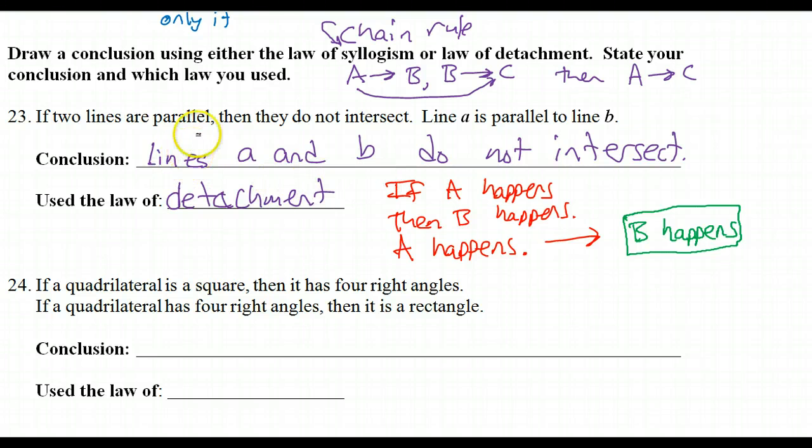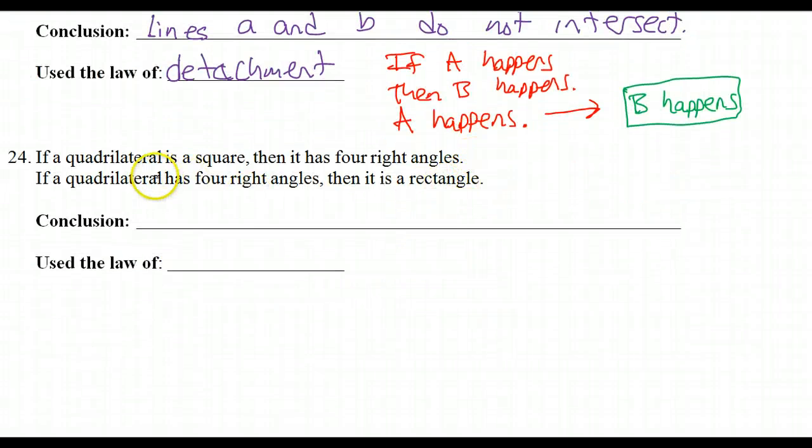So, if two lines are parallel, that's your if A happens part, then they do not intersect. That's the B happens part. Guess what? Lines A and B are parallel. That's the A happens part. Then the conclusion is lines A and B do not intersect. That's the B happens conclusion. Anyway, number 24, let's see how that one's different.